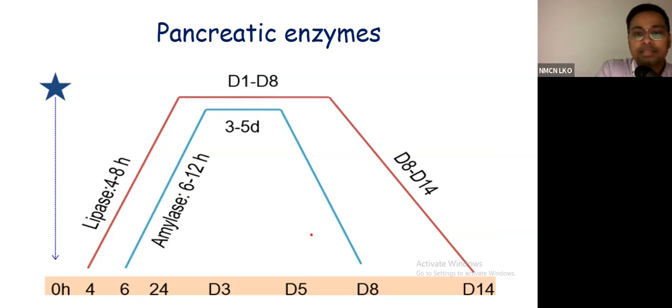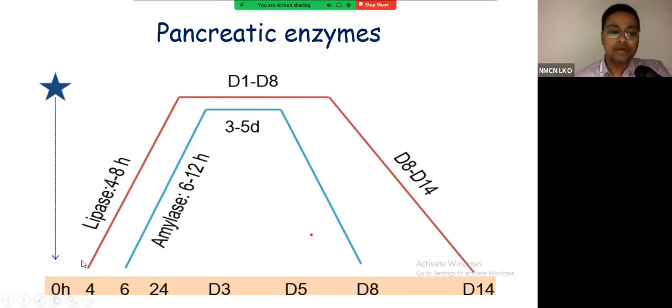While investigating these pancreatic enzymes, we should keep in mind that serum lipase gets elevated in the serum within 4 to 8 hours of the initial insult. It reaches a plateau and stays elevated from day 1 to 8, and gradually decreases over day 14. While amylase starts getting elevated after 6 to 12 hours of the initial insult, plateaus at 3 to 5 days, and becomes normal within day 8.